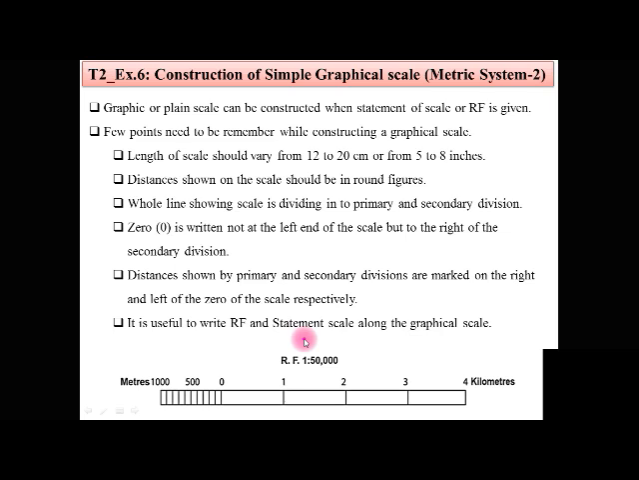And the last thing is that if you want to construct a graphical scale, you should have either the RF, representative fraction, or the statement scale. So it is always better to show, or to put, the RF or the statement scale with the graphical scale, because it will help to increase the meaning and applications of the graphical scale. So hope you got an idea about what points should be taken into consideration while drawing the graphical scale.